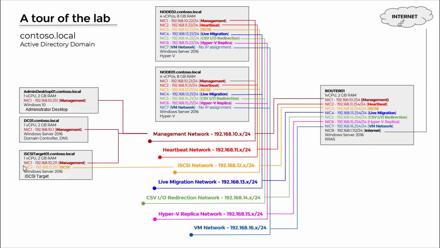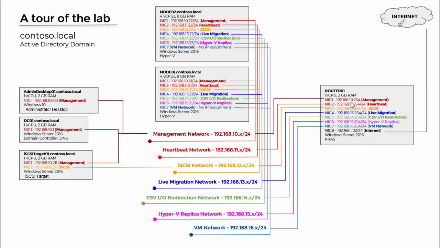Coming to the other virtual machines in this lab, there is iSCSI Target 01, which runs as an iSCSI Target Server and provisions iSCSI LUNs to Hyper-V hosts. It has two NICs, NIC1 and NIC2. NIC1 is connected to the management network, and NIC2 is connected to the iSCSI network for iSCSI traffic.